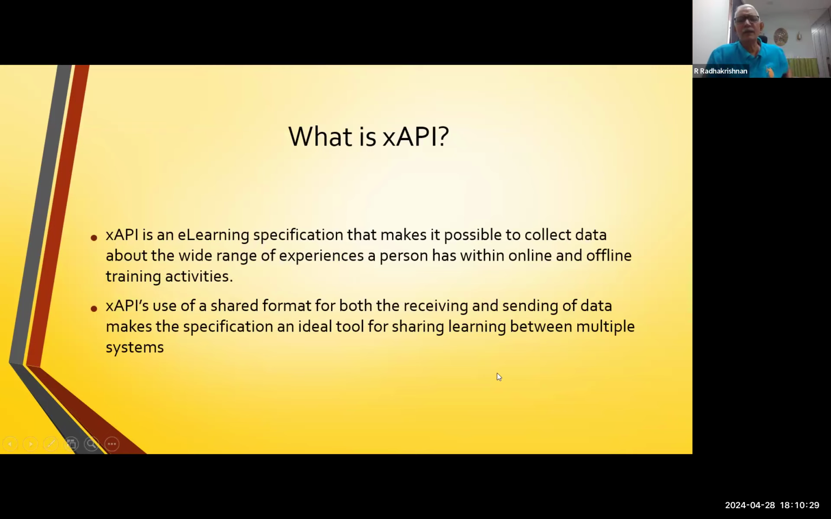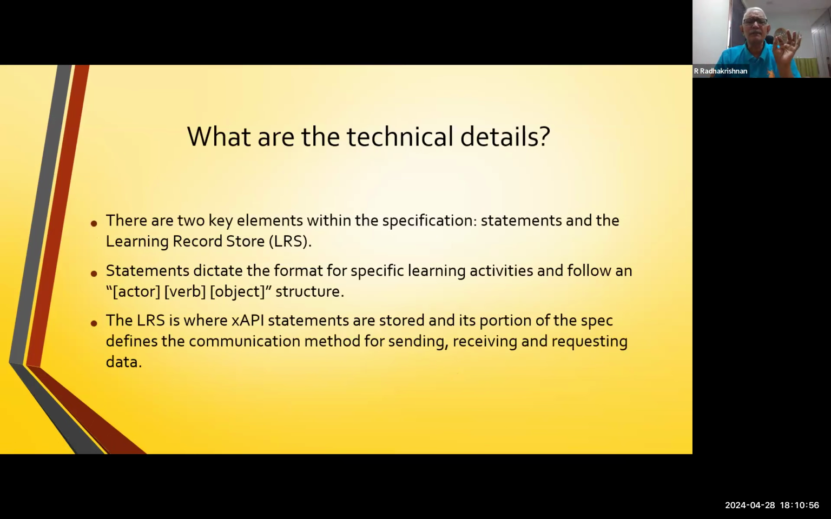Now the next platform is a further improvisation on SCORM that is called xAPI. This is a learning specification that makes it possible to collect data about a wide range of experiences a person has within online and offline training activities. And xAPI's use of a shared format for both receiving and sending data makes the specification an ideal tool. They have two elements within their specification. One is a statement and the other is the learning record store.